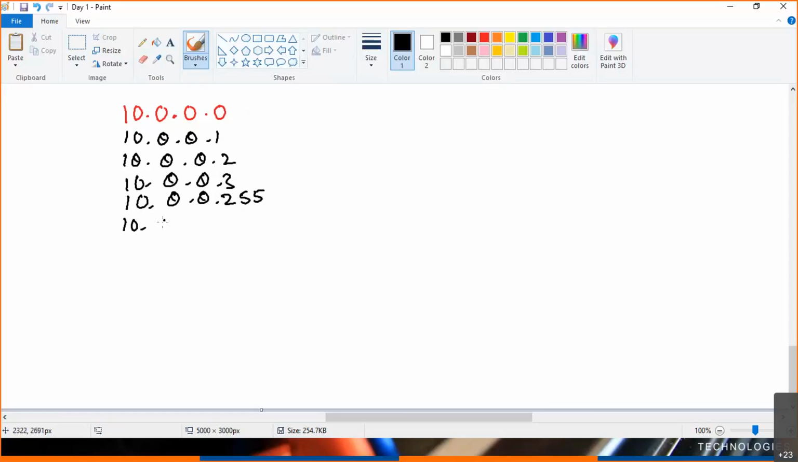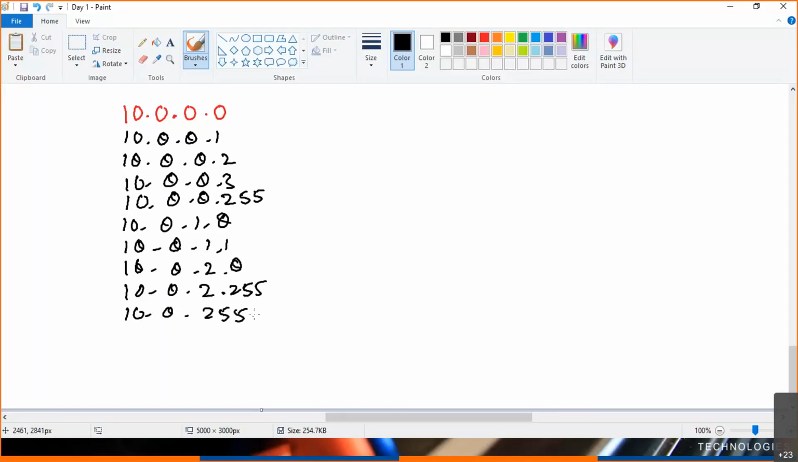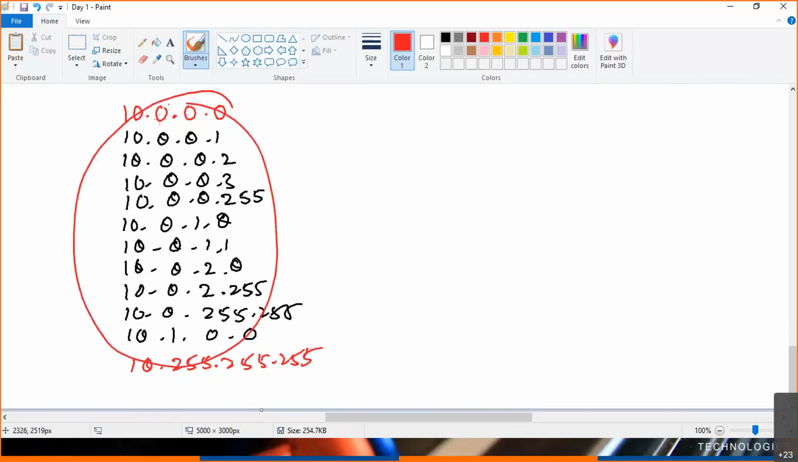So 10.0.1.0, 10.0.1.1, like 10.0.2.0, like 10.0.2.255, like 10.0.255.255. Now 10.1.0.0. So finally we can write 10.255.255.255. So this is the complete 10 dot network range.